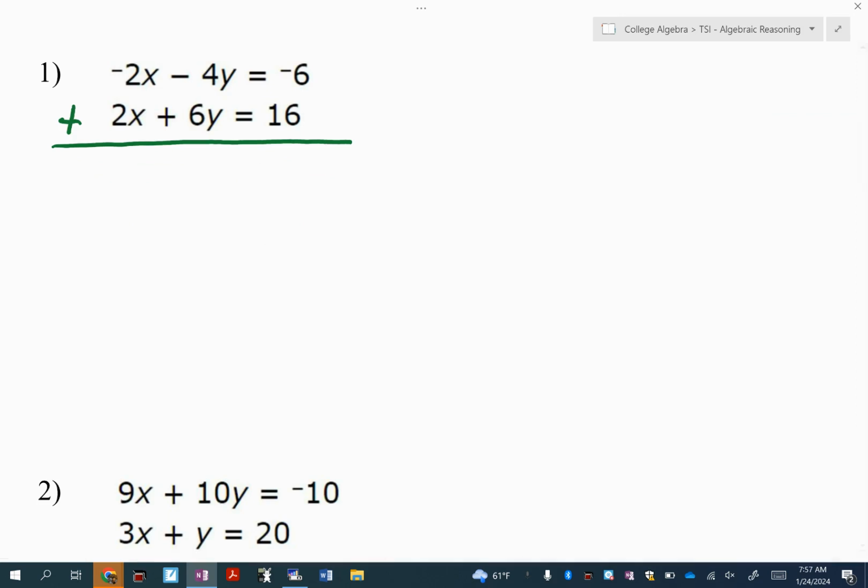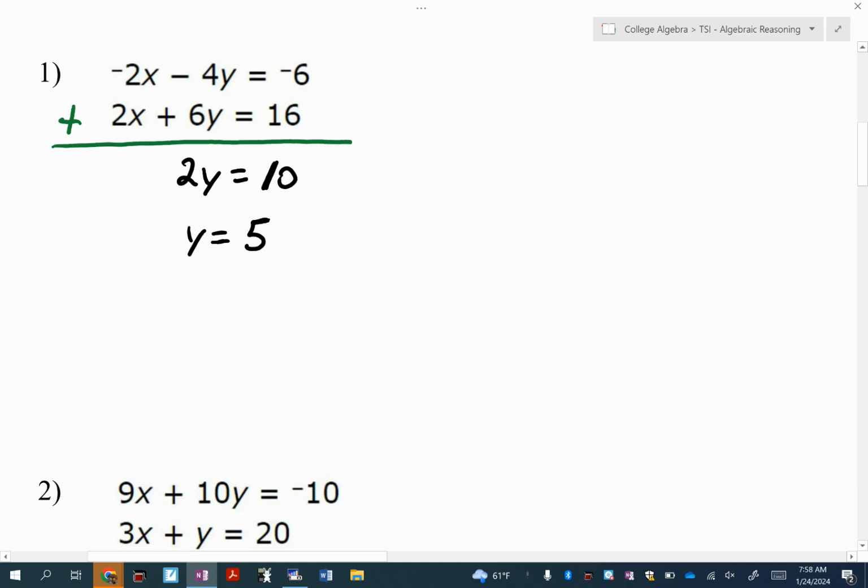Okay, well, let's use the word for the name of the method. It will be eliminated, right? It will make 0 because negative 2x plus 2x is 0. And that whole idea is if I eliminate one of them, I can solve for the one that is not eliminated, okay? So then I just need to add, what's negative 4y plus 6y? 2y. And what's negative 6 plus 16? 10. So what is y equal to?